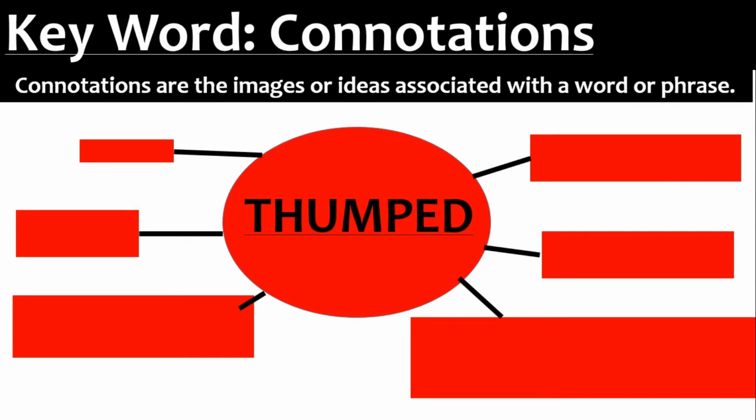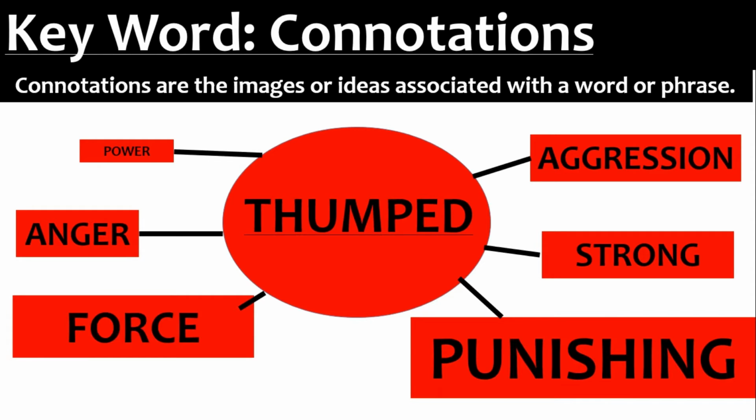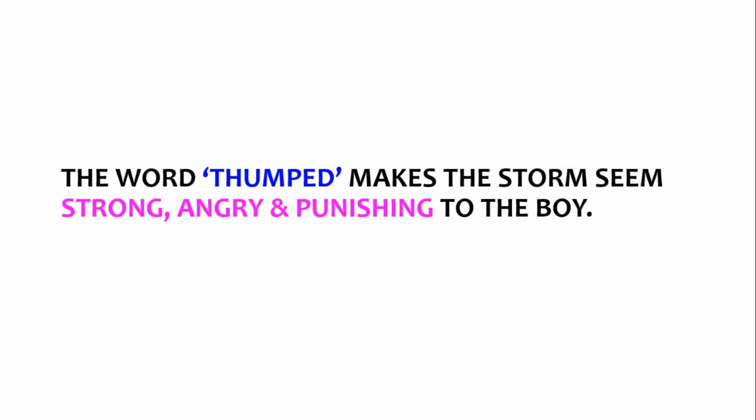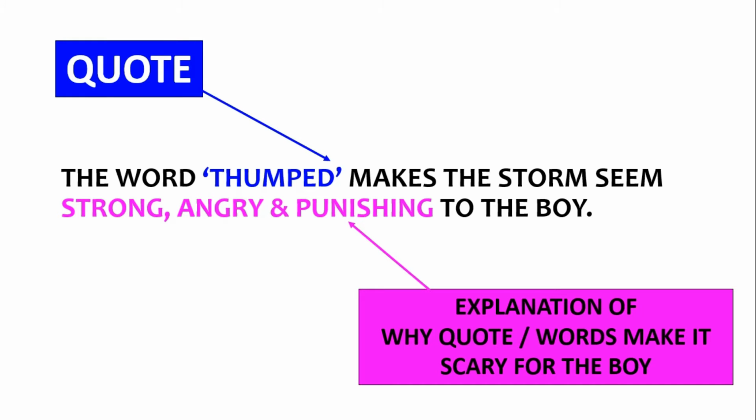So basically this question is looking at words in detail, zooming in on the words and thinking what are the connotations, what words are associated with it. So you're almost like a human dictionary saying, why has that word been chosen? So if I think of thumped, I think of power, aggression, anger, strength, punishment, force. So a simple point you could make for that question about why the weather seems scary: the word thump makes the storm seem strong, angry and punishing to the boy. So I've got my quote and I've basically said why that quote makes it seem scary for the boy. The fact that the rain is thumping against the window makes the weather seem strong and angry and punishing.